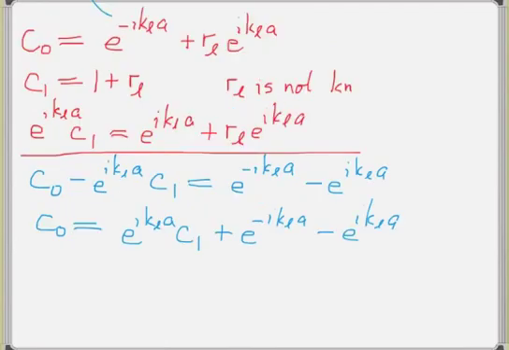So if I do that, row 1 will become t e to the i k_L a C1, and I had a t C0 plus t times the other two terms, e to the minus i k_L a minus e to the i k_L a. So this is what I get from substituting in for C0 into that equation for row 1.